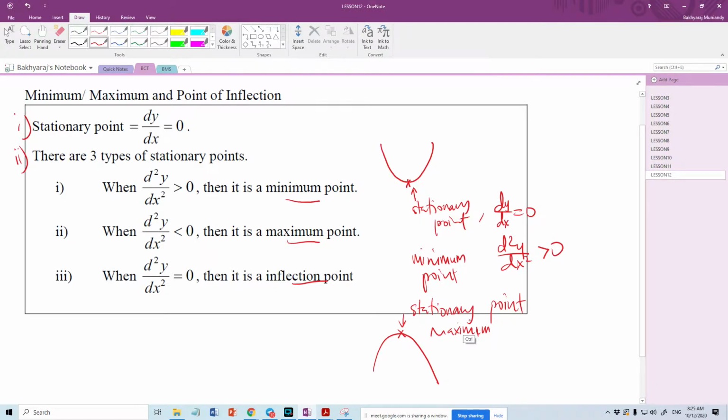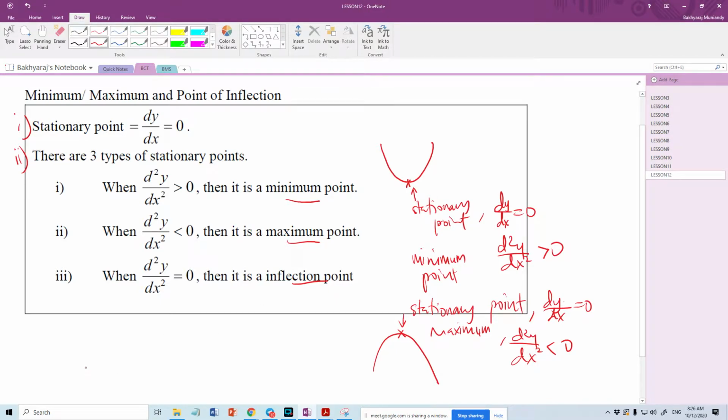Okay, stationary is because of what? Because there's dy dx 0. When dy dx is 0, we can straight away say there's a stationary point. But to find a maximum point, we need to identify whether the d square y over dx square is less than 0 or not. Itu maksud dia. So once we check the second order is less than 0, then we can say it's a maximum point. Okay, nampak?